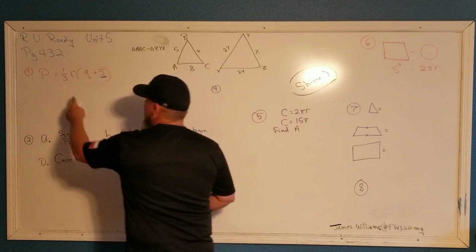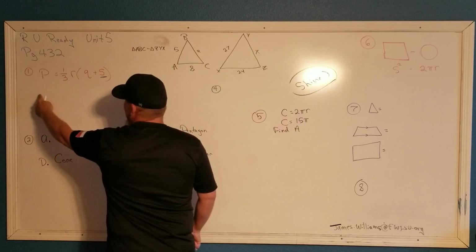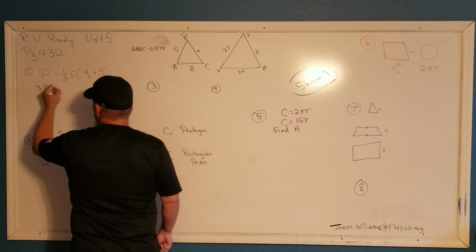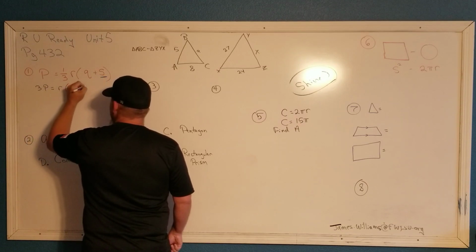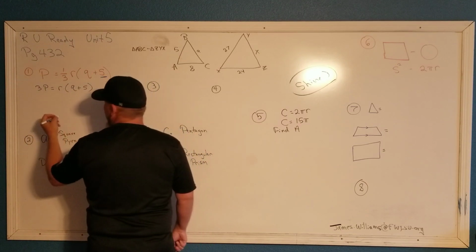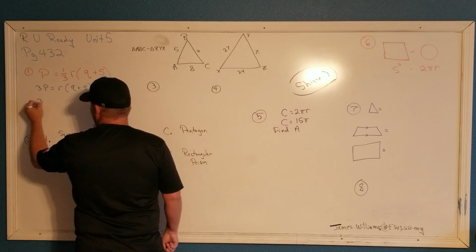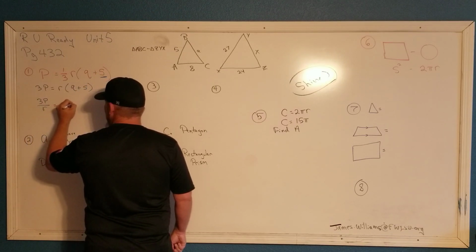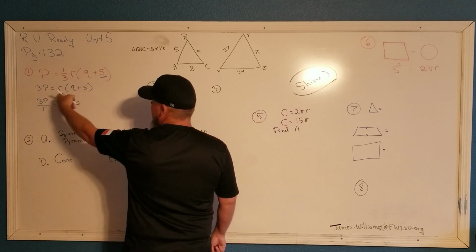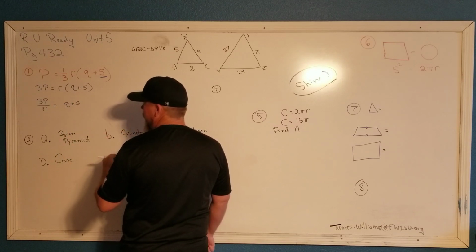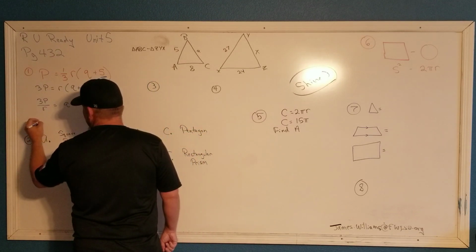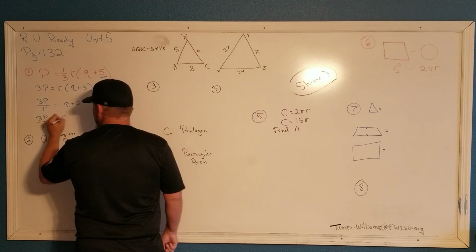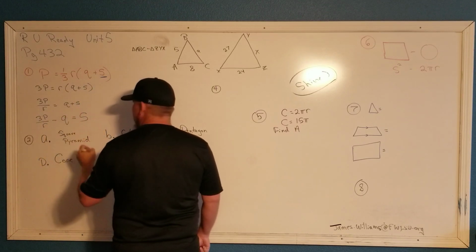So first I'm going to get rid of the 1/3. I can either divide by 1/3, or I'm just going to multiply by 3 on both sides. So I get 3p equals r times q plus s. My next step is to get rid of the r, so I divide by r. I get 3p over r equals q plus s. Notice once everything is gone outside the parentheses, the parentheses go away. My last step is to subtract the q. So I get 3p divided by r minus q equals s, and that's my final answer.